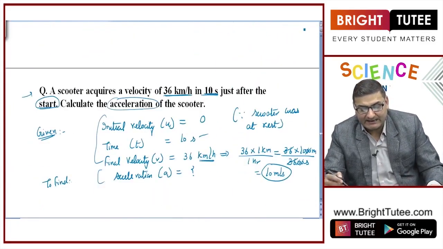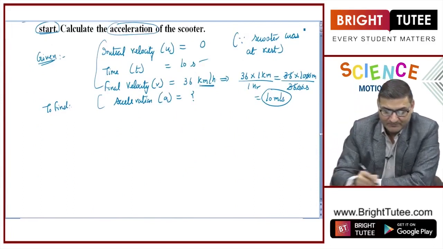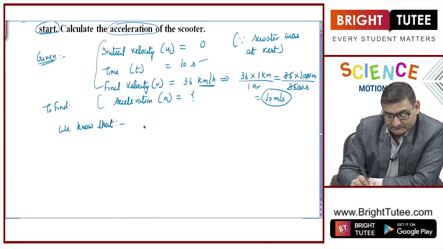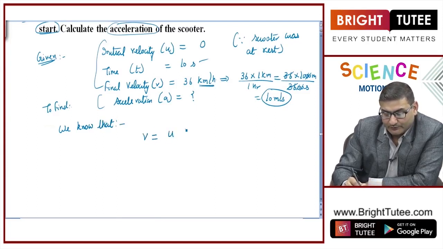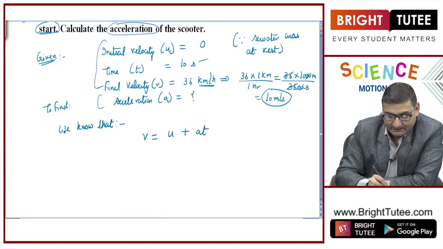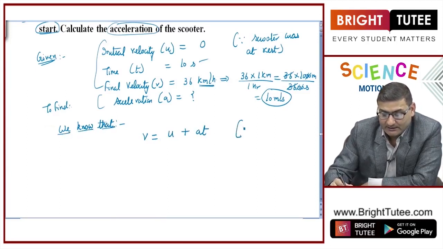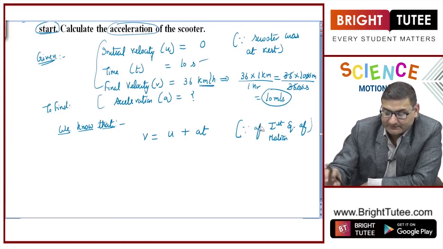Let us see, applying the first equation of motion, we know that V is equal to U plus AT. The examiner doesn't know, so I need to specify that it is the first equation of motion. Simply, I can just write that it is the first equation of motion, right.